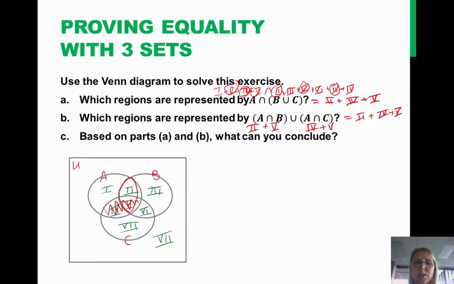Part C says, what do you conclude by looking at A and B? Well, notice that the final answer is that they're equal to each other. So now we can say with certainty that A intersect of B union C is equivalent to A intersect B union with A intersect C. That concludes for today's lesson.